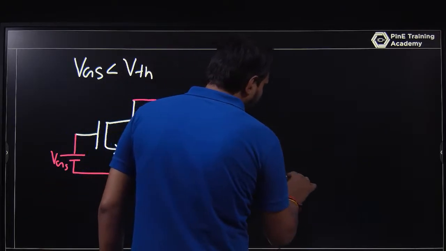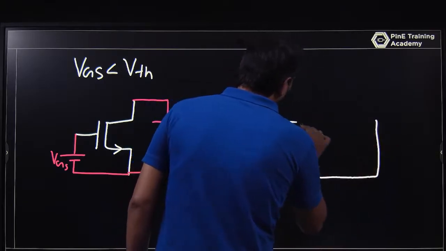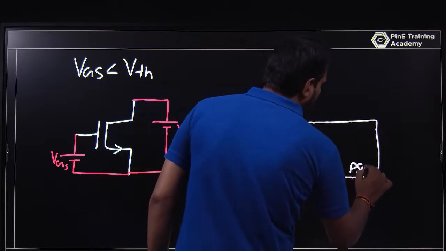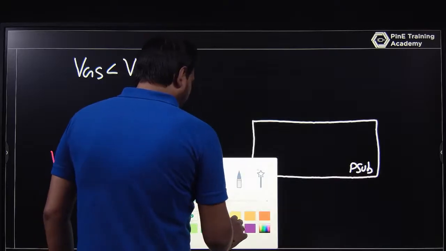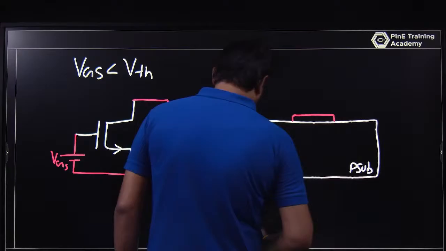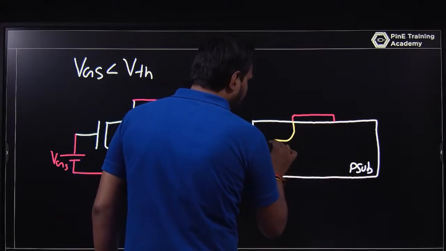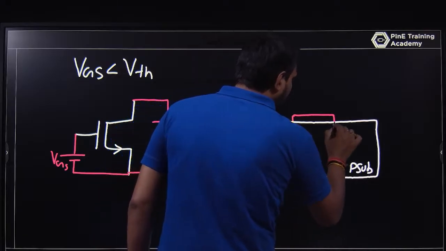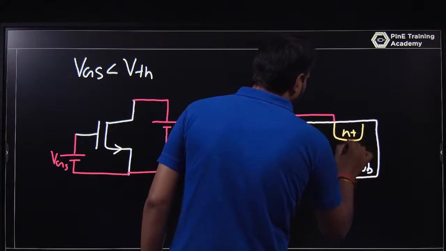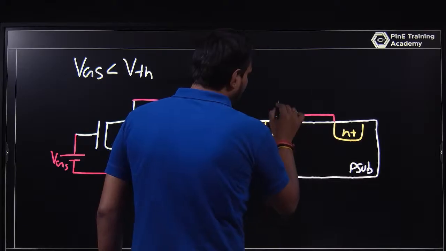Or you can make a cross-sectional view also. Okay, you have a MOSFET and this is the P substrate, the body terminal is the P substrate, and this is the silicon dioxide, and you have an implant, that is active area, that is N plus and N plus, and you have a metal.